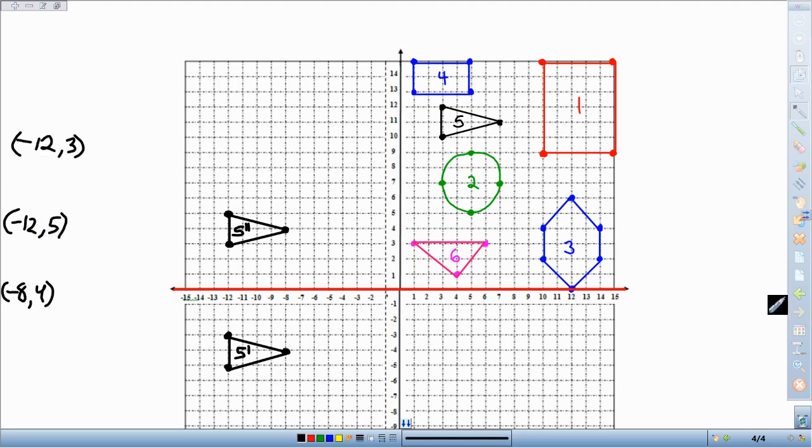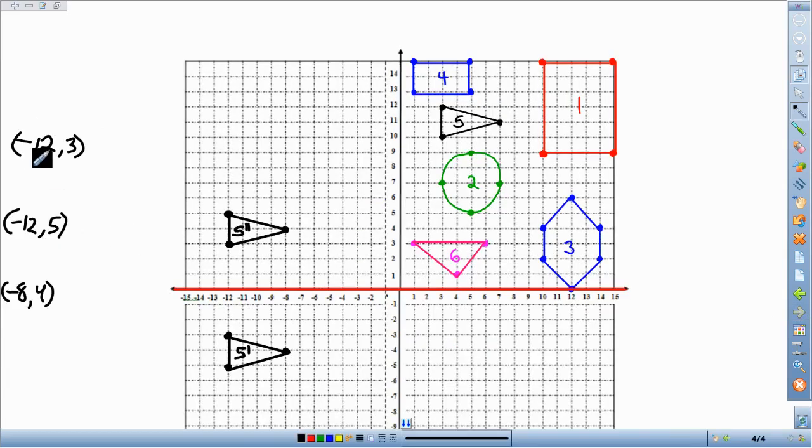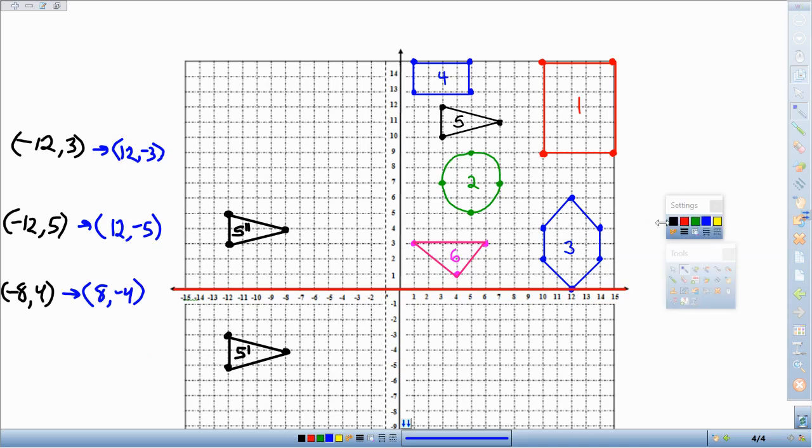Now I want to rotate these points. And again, just a reminder, the 180 rotation, really simple. We don't need to flip-flop numbers like the 90 and the 270. We just need to change their symbol. If they're positive, they turn negative. If they're negative, they turn positive. So that means a -12, +3 becomes a +12, -3. The next one, a -12, +5 becomes a +12, -5, and a -8, +4 becomes a +8, -4. Those are my rotation points.